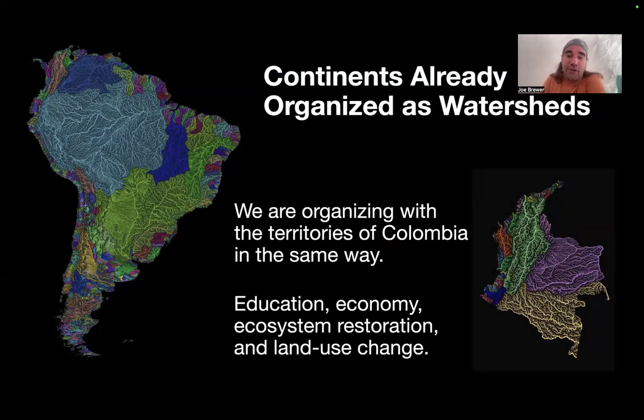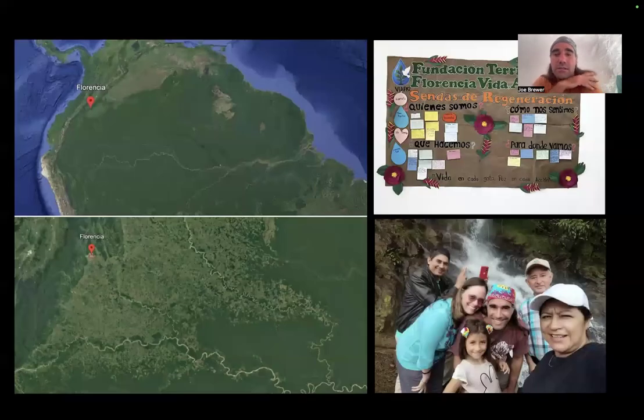And we're organizing around regenerative education, economy, ecosystem restoration, land use change, and territorial healing, which are the thematic areas that we're working with. So we arrived in Florencia. There's Florencia in the upper left, so you can see what it looks like relative to the Amazon basin. If you zoom in a little bit, you'll notice 2 things. There are several squiggly lines coming out of the area around Florencia. I think there are 10 major rivers that are born within 10 kilometers of Florencia. It's astonishing how much water there is there.